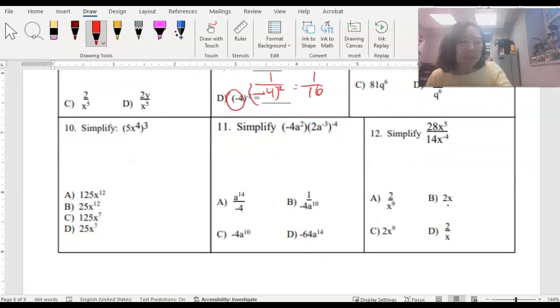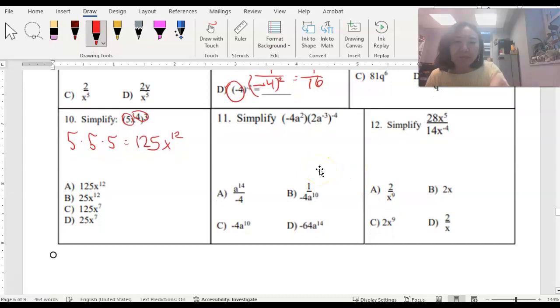All right, 5x to the 4th, we have to cube 5 first. So 5 times 5 times 5 will give you 125. And then x to the, because this exponent is outside the parentheses, x to the 12th power.